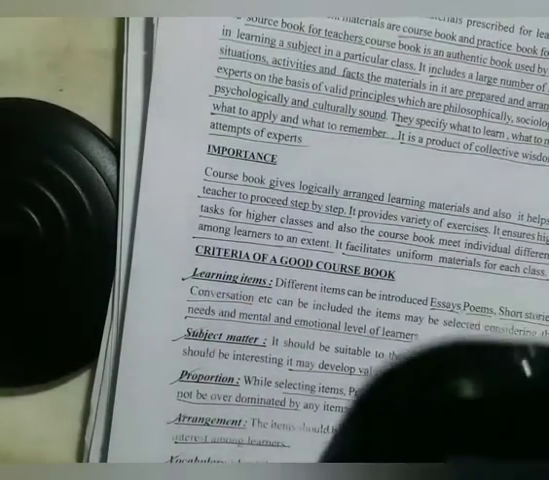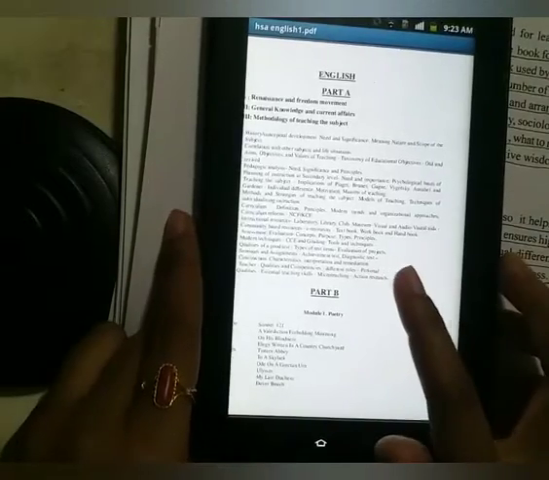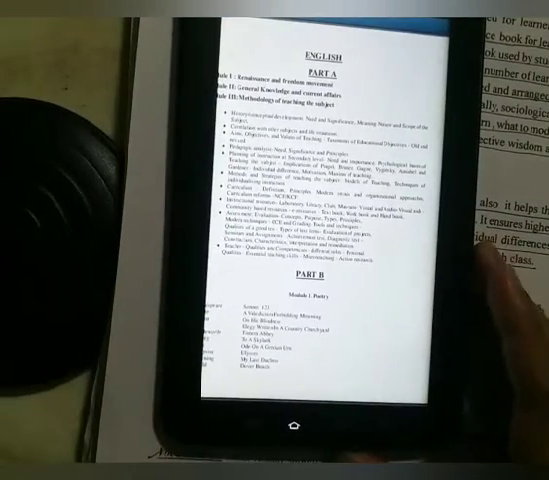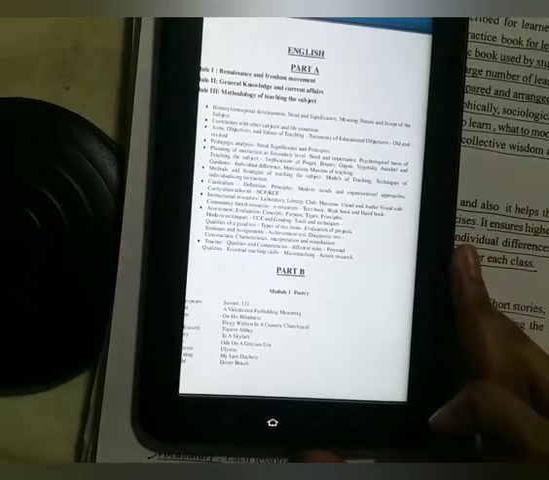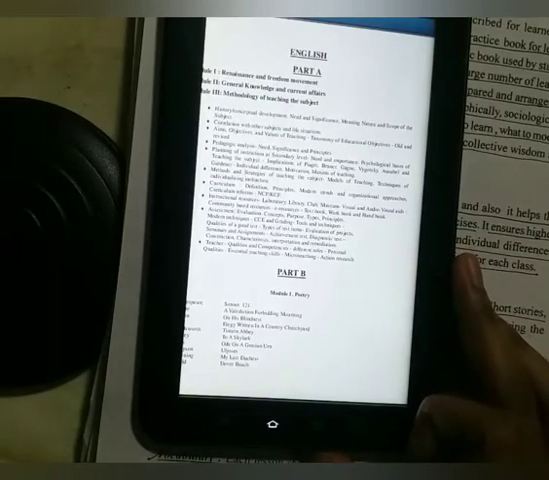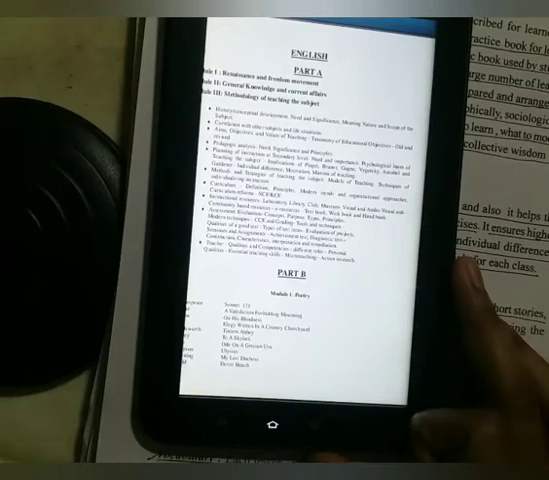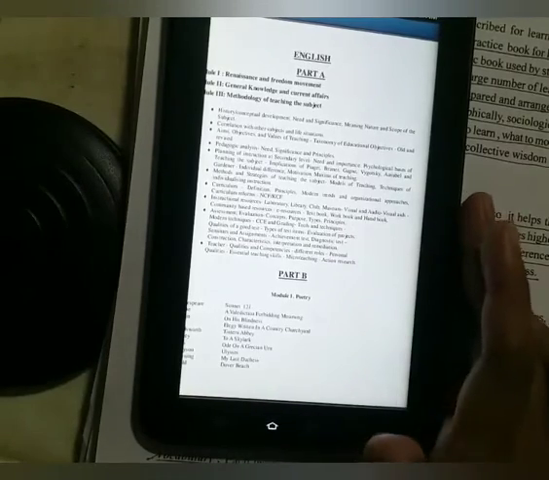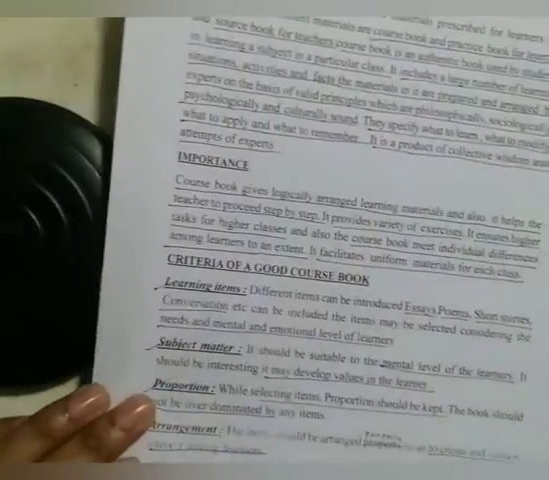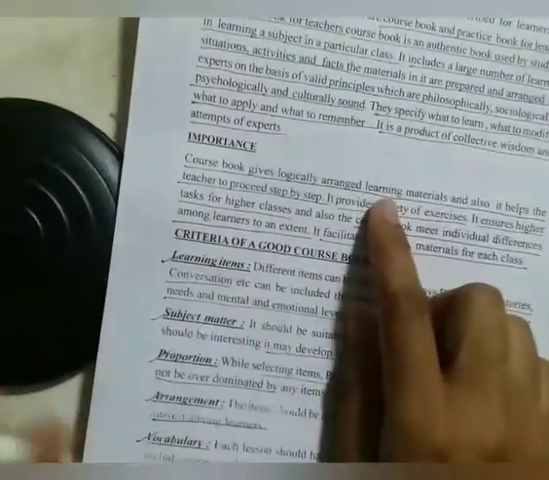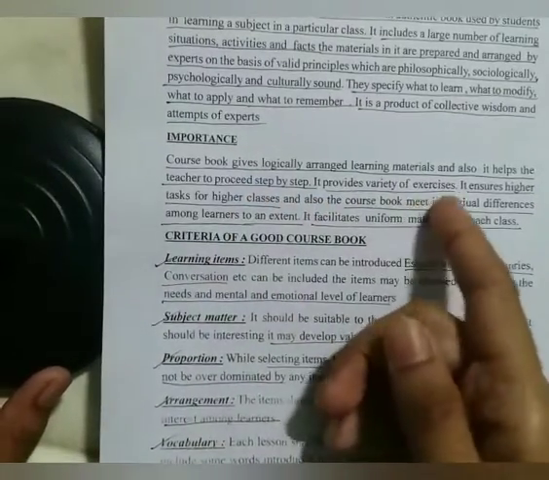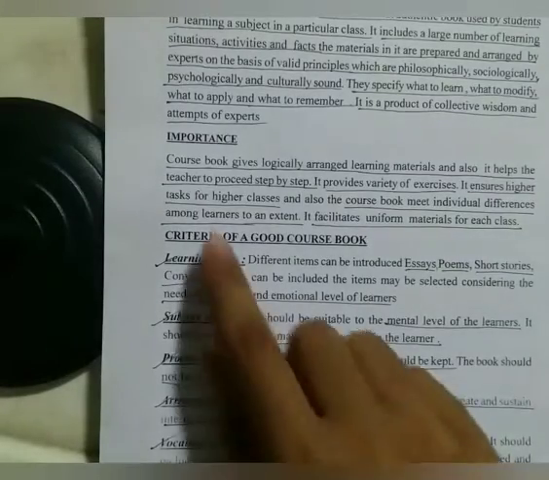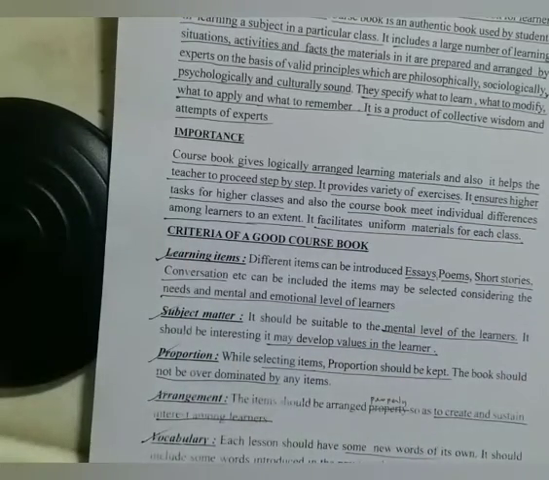Now the next topic is instructional resources: laboratory, library, club, museum, visual and audio-visual aids, community-based resources, e-resources, textbook, workbook and handbook. Okay, you know what a textbook is. It's all about the course book. The course book gives logically arranged learning materials, and also it helps a teacher to proceed step by step. It provides a variety of exercises. It ensures higher tasks for higher classes, and also the course book meets individual differences among learners to an extent.